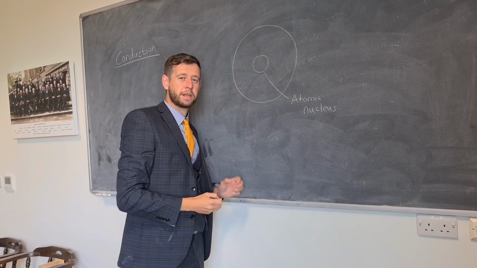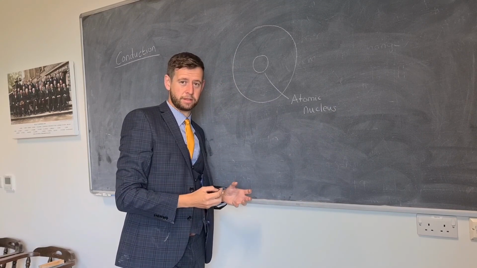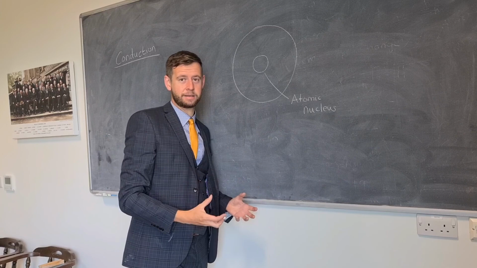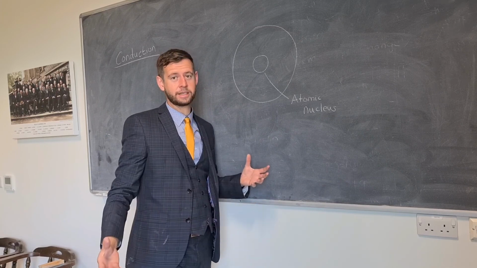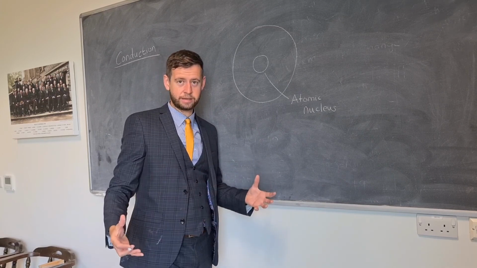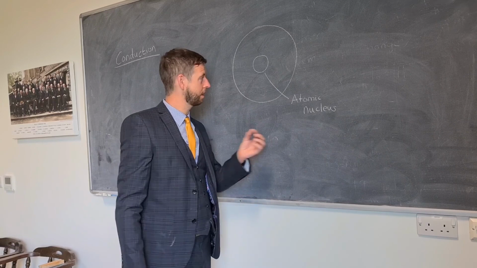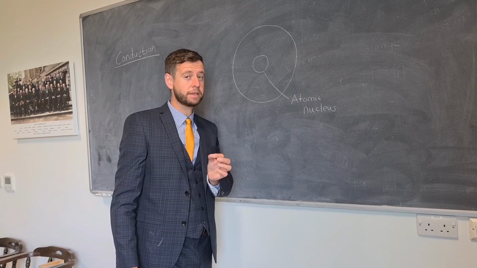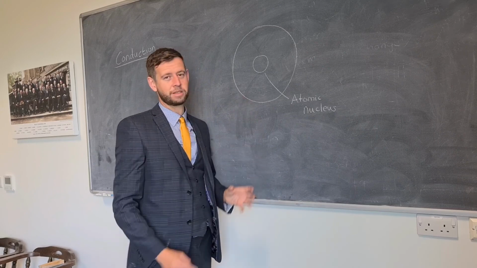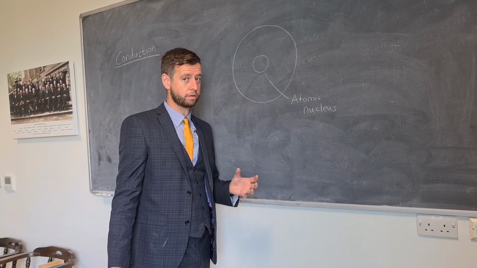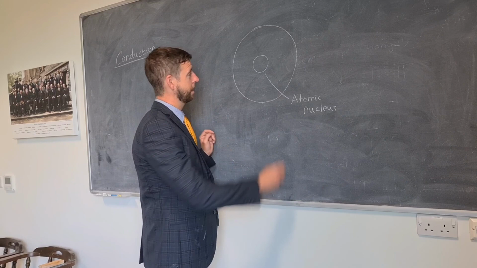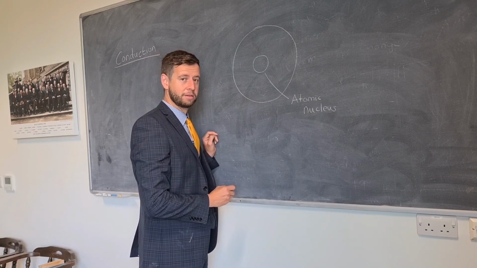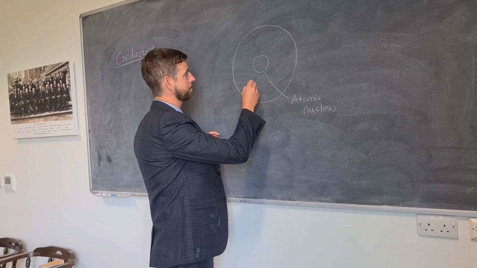Now, the atomic nucleus is 1/10,000th of the size of the whole atom. If the atom was the size of a large football stadium, then the atomic nucleus would be about the size of a pinhead in the centre. Very small. So this diagram is representative only, it's not drawn to scale. Inside the atomic nucleus, we find some particles.